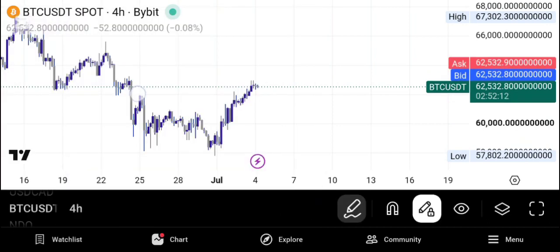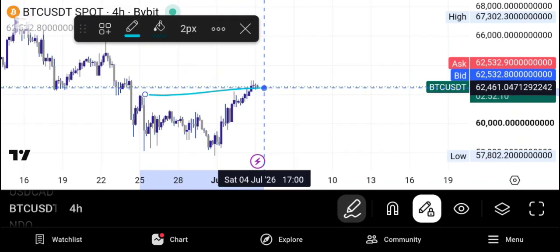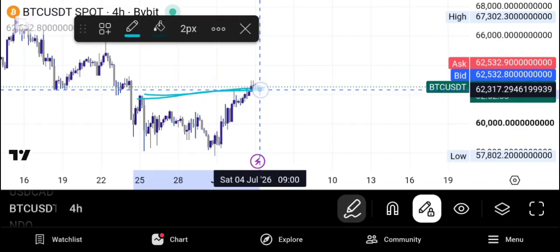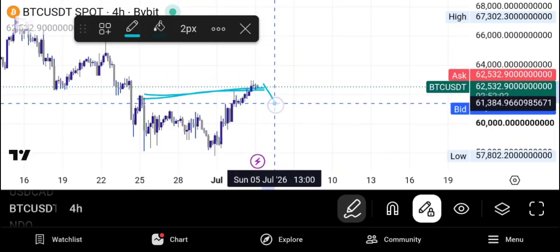So there's a corrective zone here. For those who understand, there's a zone here. You can think, okay, this will hold. But how are we going to be sure that it will hold? There must be a break of structure.